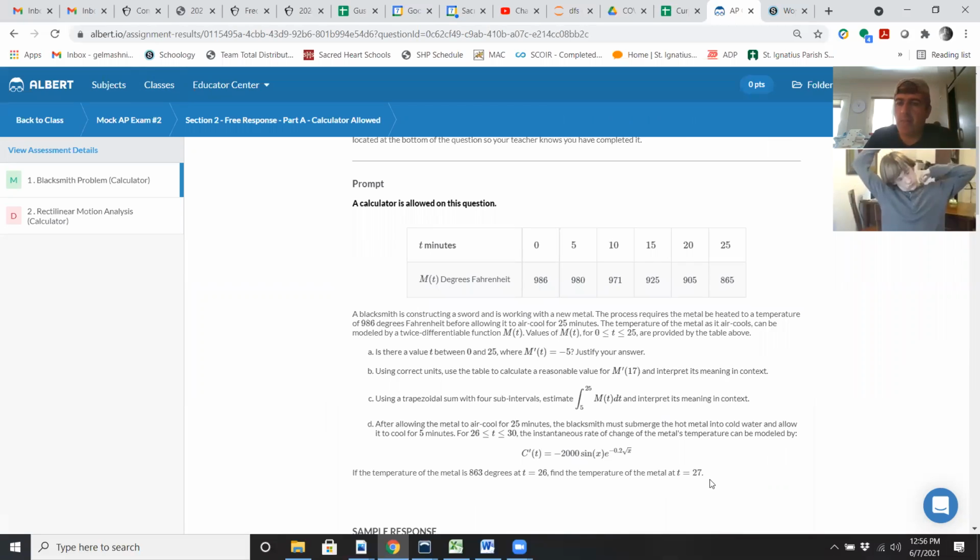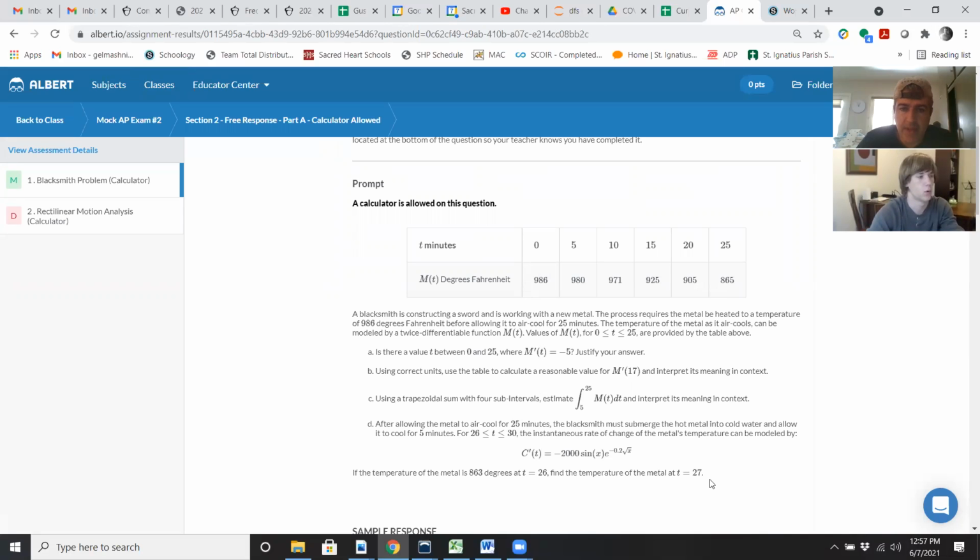So here's the problem itself. It's a table problem. A blacksmith is constructing a sword and is working with new metal. The process requires metal to be heated to a temperature of 986 degrees Fahrenheit before allowing it to air cool for 25 minutes. The temperature of metal as it air cools can be modeled by the twice-differentiable function M of t. Values of M of t, that's the temperature of the metal, from 0 to 25, because t is in terms of minutes, are provided by the table above.